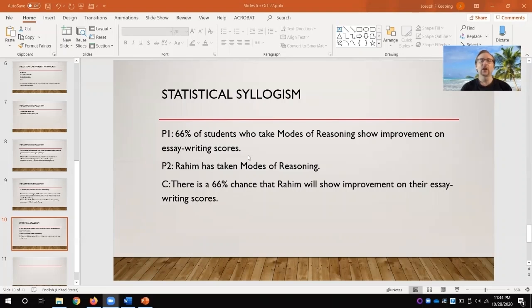So let's say that we did some research, and the research showed us that 66%, or approximately 2/3, of students who take modes of reasoning do better on their essays after they've taken the course. Okay, so we accept that to be true, and we also accept to be true that a particular person, in this case Raheem, has taken modes of reasoning. So in a statistical syllogism, we infer that what's true of the group will be true of the individual. So we infer that there is a 66% chance that Raheem will show improvement on their essay writing scores.